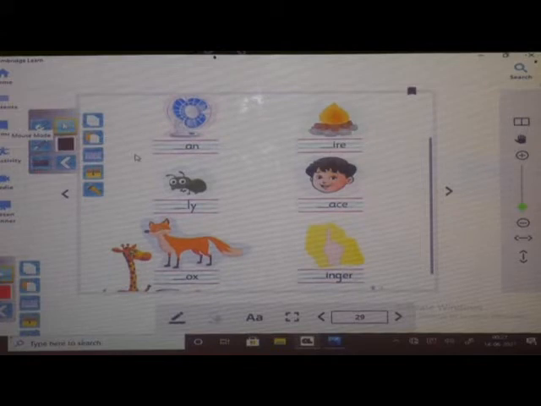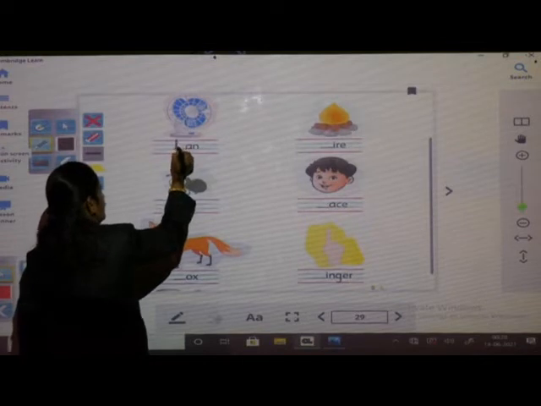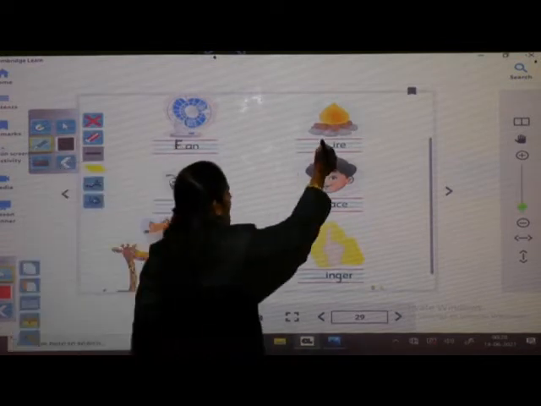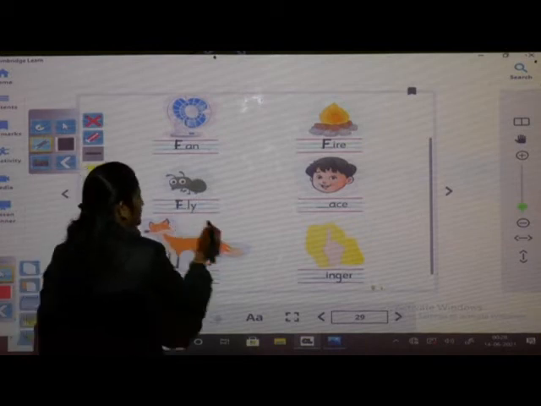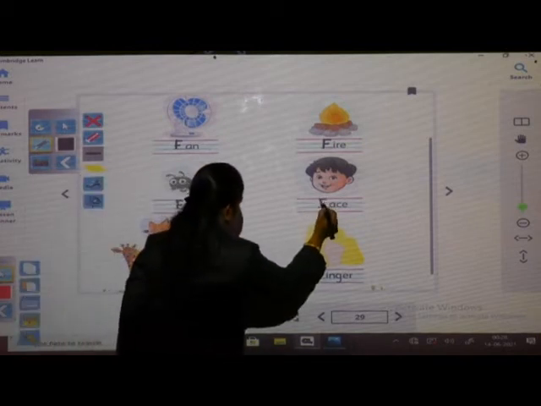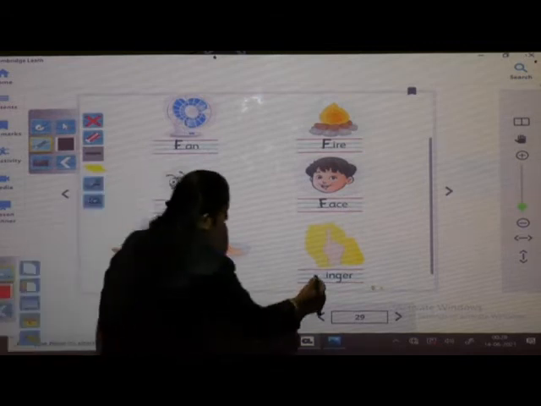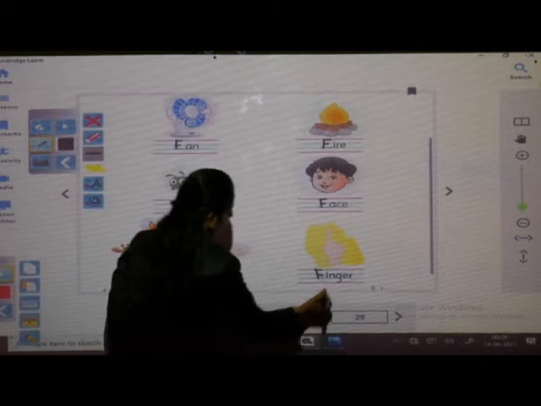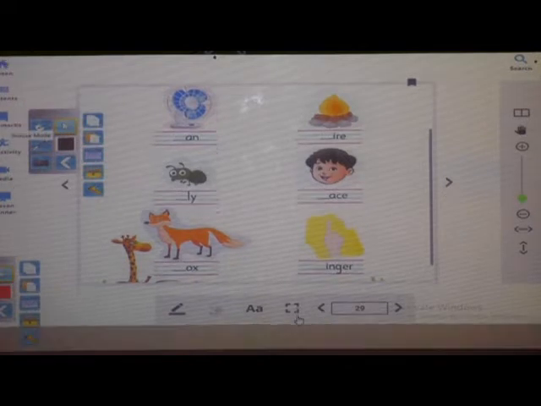Yes, children. So you have to write your capital letters. F for fan, F for fire, F for fly, F for face, F for fox and F for finger. So you have to write your capital letter F. Done? After this, turn the page.